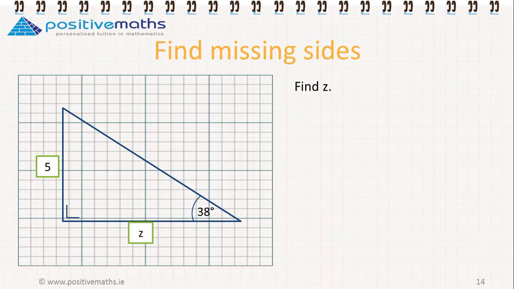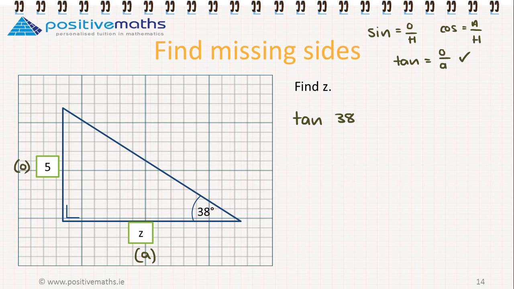Our next example. Again, we're given information about one side. We need to find a missing side, and we're given the angle. The first thing we'll do is label the sides in relation to the angle. So 5 is the opposite, z is the adjacent. So we have to think, do we use the sine, which is equal to the opposite over hypotenuse? Do we use cosine, which is adjacent over hypotenuse? Or do we use tan, which is equal to opposite over adjacent? So in this question, we have information about the opposite, we're looking for the adjacent, and we have our angle, so we're going to use tan.